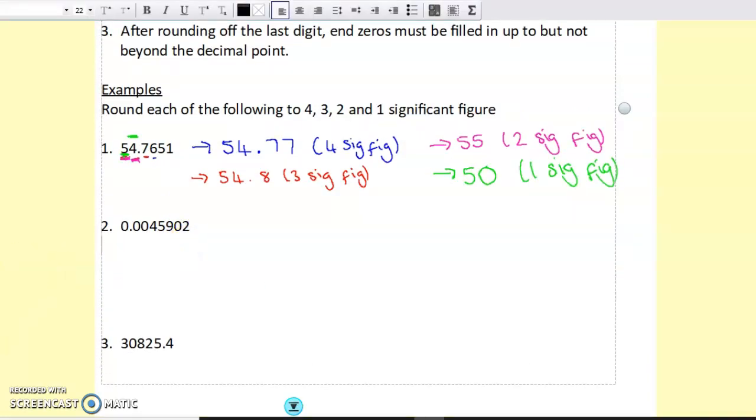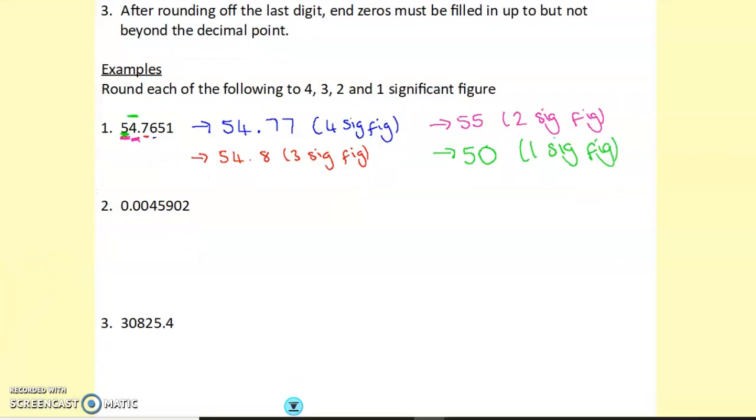Right, we've got 0.045902. I start counting at my first non-zero number. That's 1, 2, 3, 4. After my fourth one is a 2. It looks like it's on that 0, but it's not. It's just my bad spacing. So it's 0.00. These zeros don't count, so we're not counting them. We start counting here because we start counting at the first non-zero.